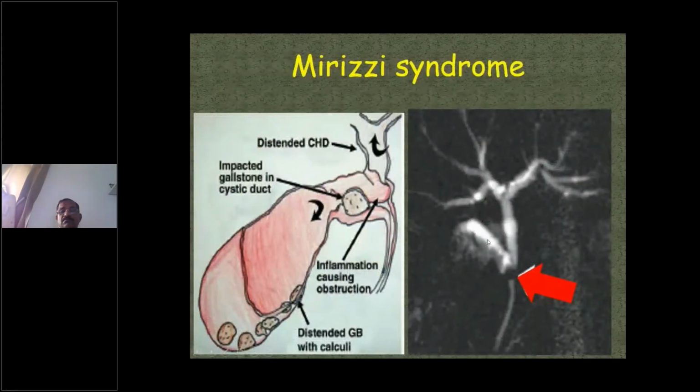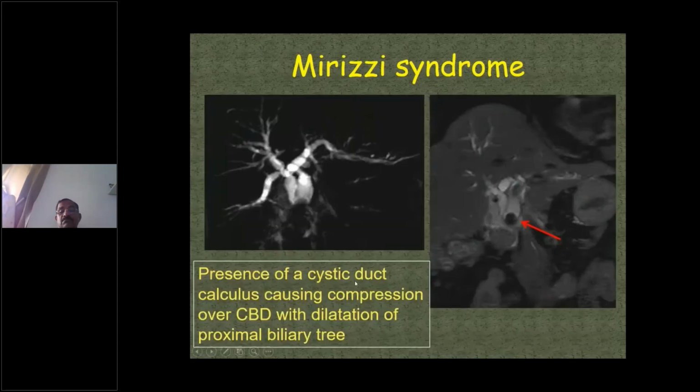So this is a case of Mirizzi syndrome. There is an impacted gallstone in the cystic duct with a lot of inflammation around, which is causing compression on the common hepatic duct with dilated common, right and left hepatic ducts. And the common bile duct appears normal. Another case, the same findings. Cystic duct stone, dilated common hepatic and right and left hepatic ducts, while the common bile duct is normal.